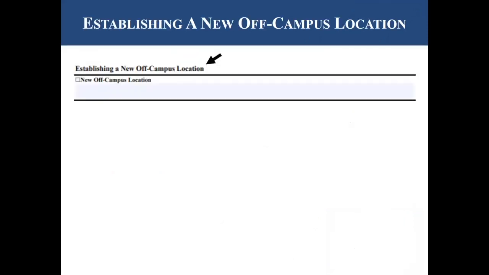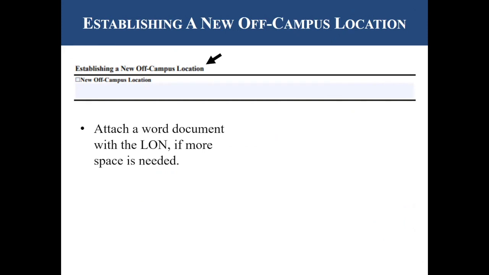The next section of the form is designed for institutional requests to establish off-campus locations. All off-campus locations must be located within the boundaries of the state. If more space is needed to justify an off-campus location, please attach an additional narrative as a Word or PDF document. For any off-campus location programs that require HLC approval, please attach the written notification to the LON form.